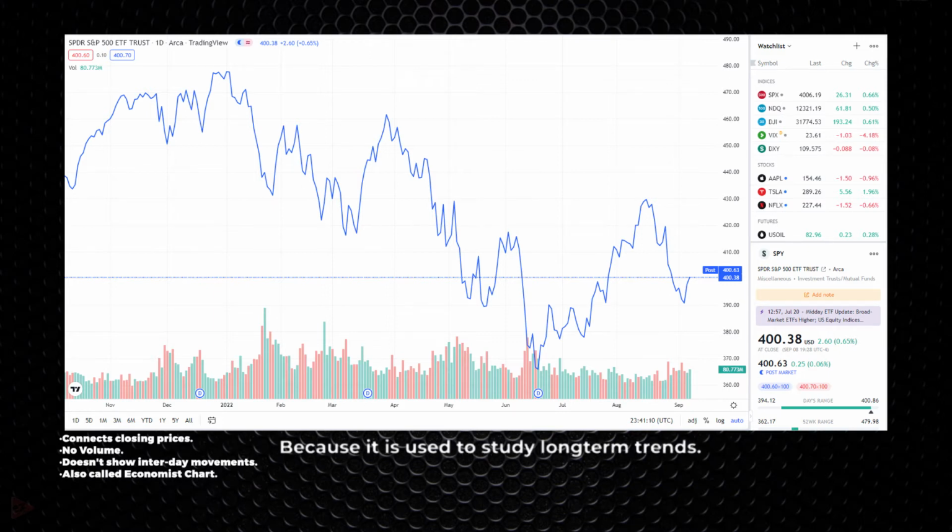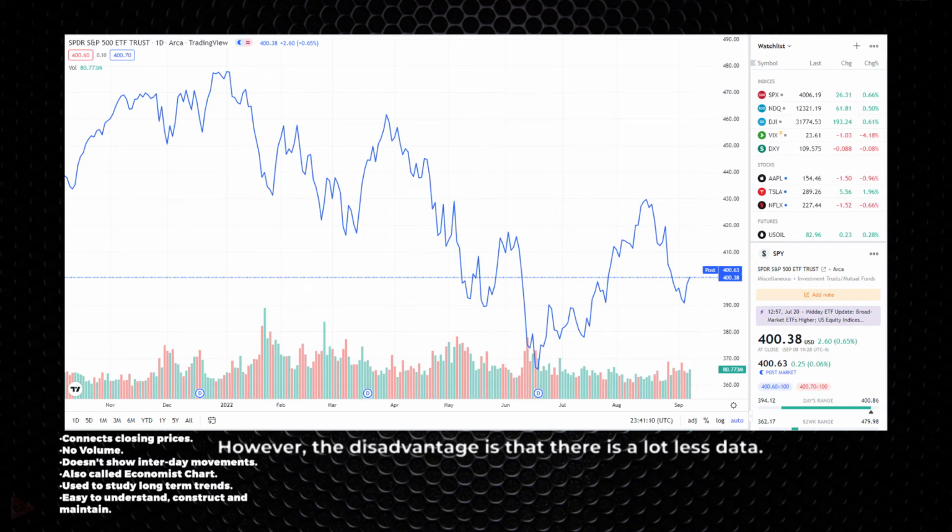Why? Because it is used to study long-term trends, seeing as you don't care about the intraday movements, it's just the closing prices. The advantages are that it's easy to understand, easy to construct, and easy to maintain. These charts aren't very cluttered, seeing as we don't have the intraday movements. However, the disadvantage is that there is a lot less data. It does not give the exact time of a trend change or of a certain price movement.